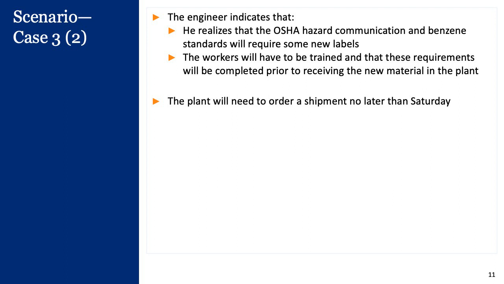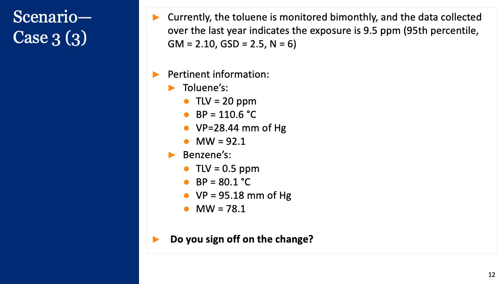But the process engineer indicates that he realizes the OSHA hazard communication and benzene standards will require some new labels. The workers will have to be trained, and these requirements will need to be completed prior to receiving the new material. And the plant will need to order a new shipment no later than Saturday. What do you think as industrial hygienist?